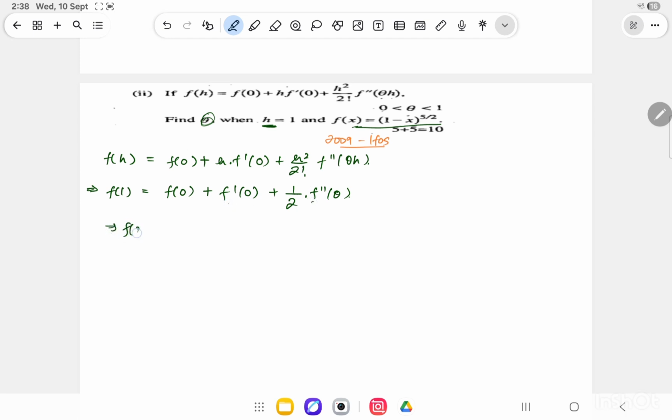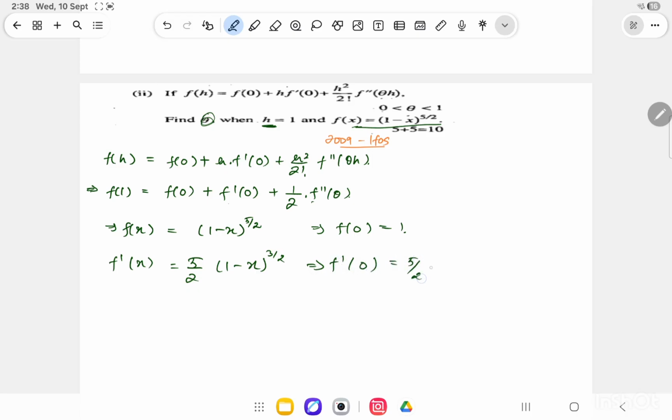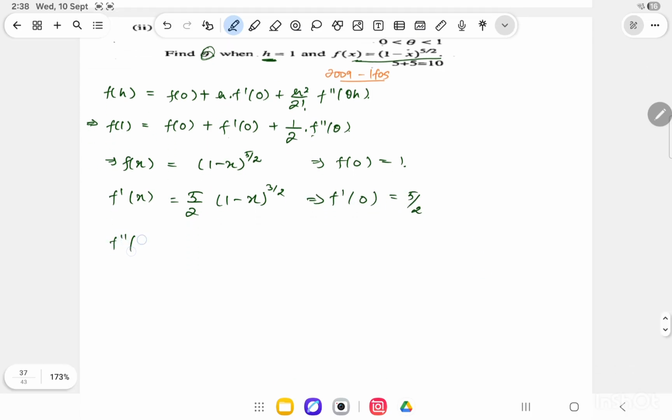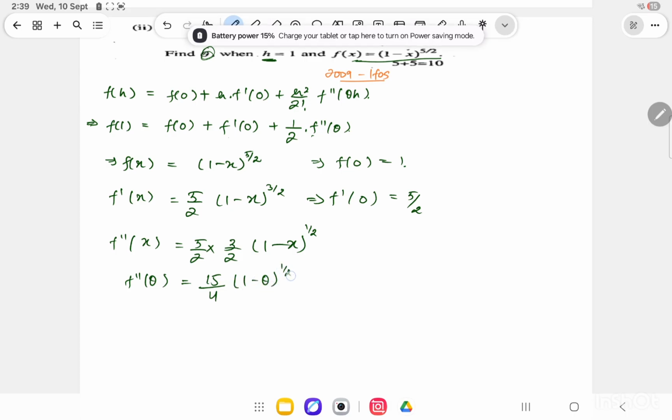So my f(x) is given to me as (1 minus x) raised to 5 by 2. So from here my f(0) will be basically 1, f'(x) will be 5 by 2 into (1 minus x) raised to 3 by 2. So from here my f'(0) will be basically 5 by 2, and my f''(x) will be basically 5 by 2 into 3 by 2 into (1 minus x) raised to 1 by 2. So my f''(theta) will be 15 by 4 into (1 minus theta) raised to 1 by 2.